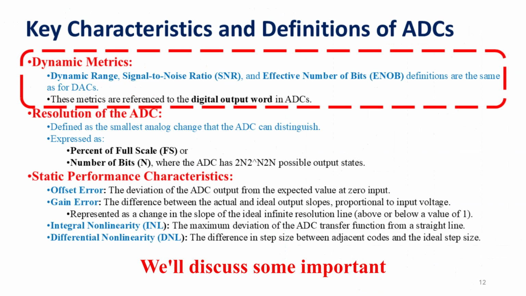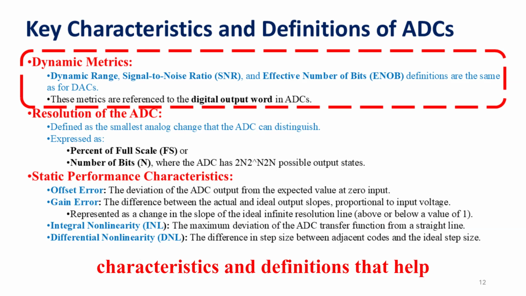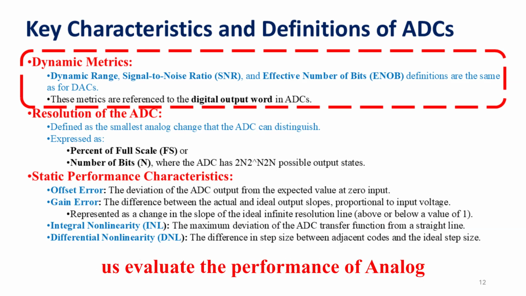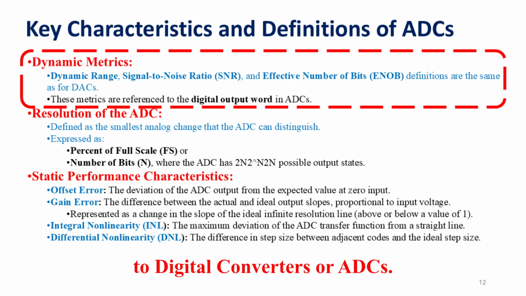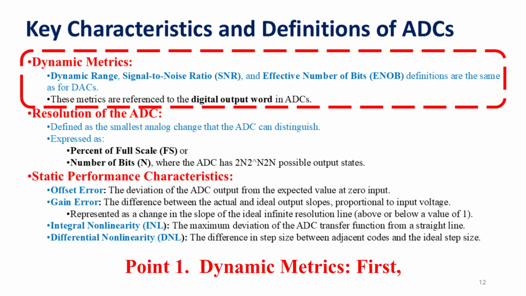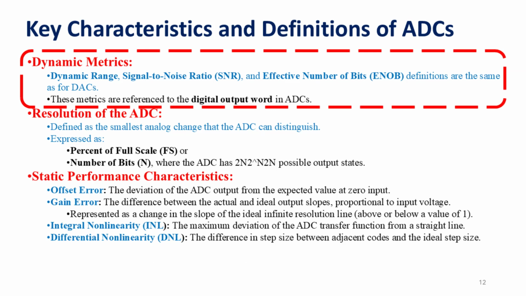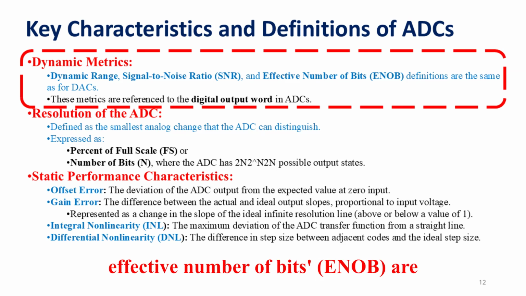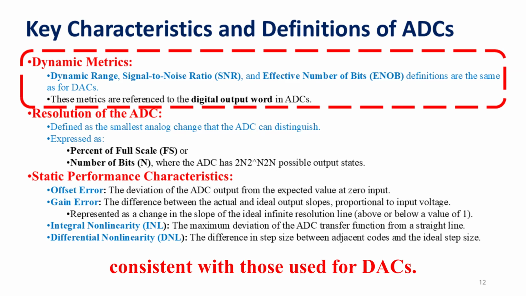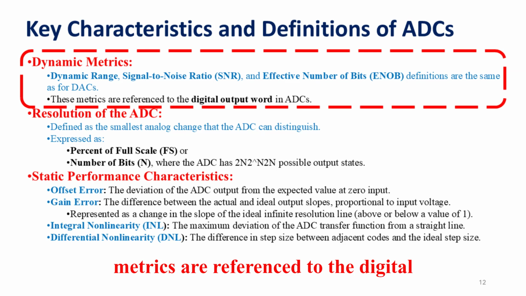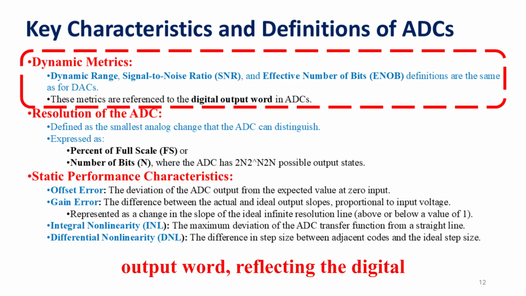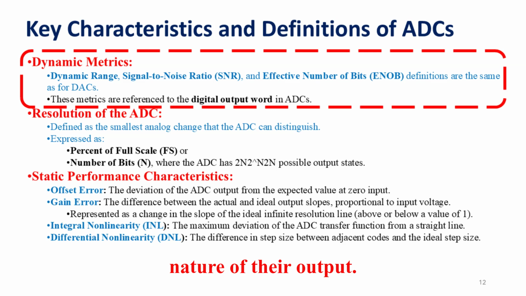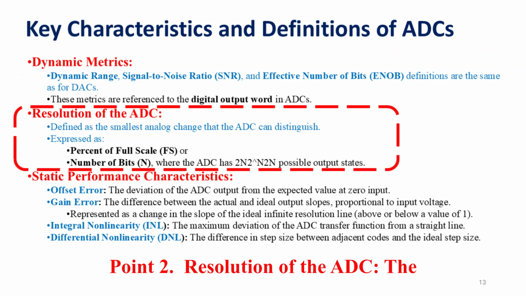We'll discuss some important characteristics and definitions that help us evaluate the performance of analog-to-digital converters or ADCs. Point 1. Dynamic metrics. First, the definitions of dynamic range, signal-to-noise ratio, SNR, and effective number of bits, ENOB, are consistent with those used for DACs. However, in the case of ADCs, these metrics are referenced to the digital output word, reflecting the digital nature of their output. Point 2. Resolution of the ADC.